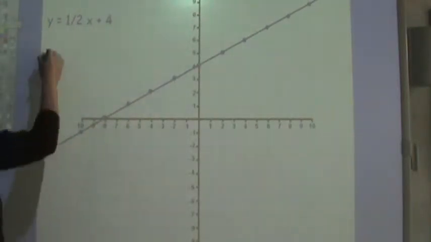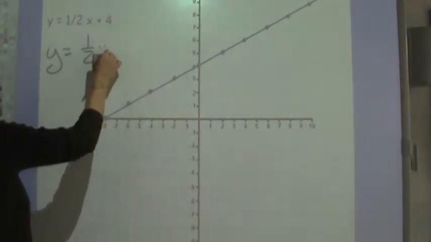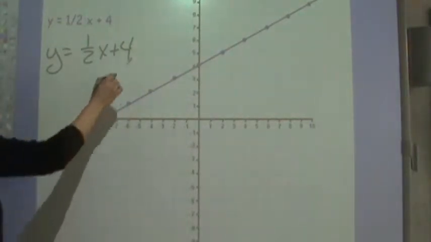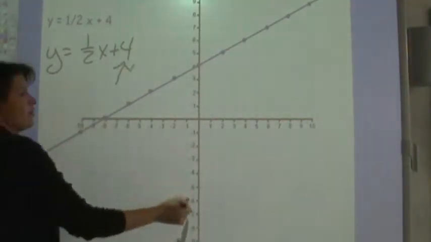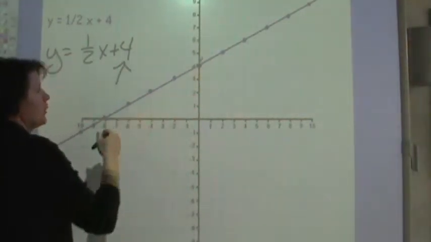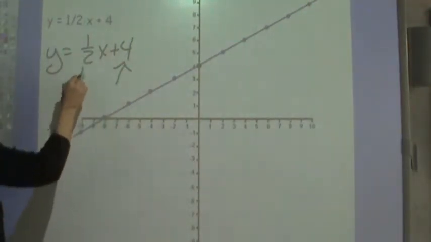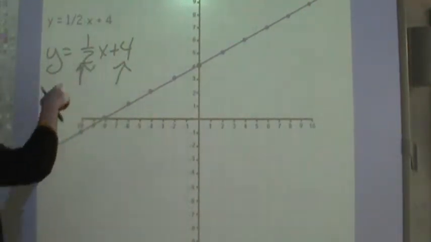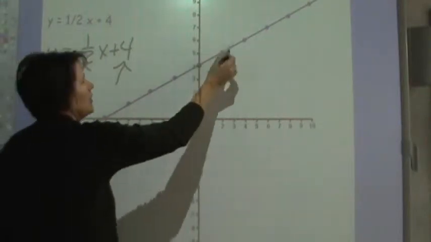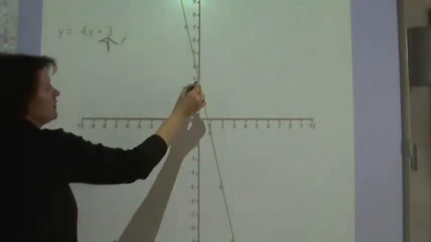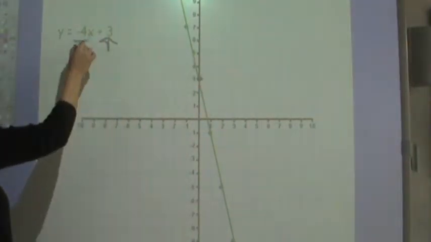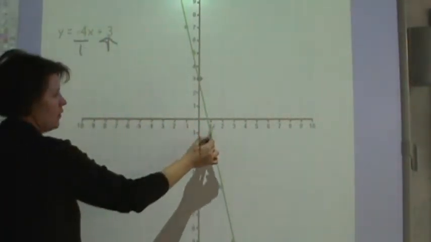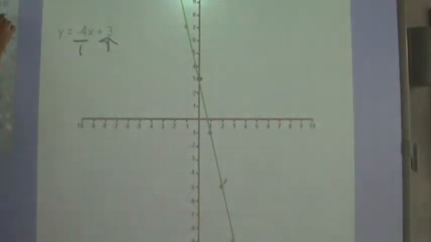Okay, so what we've learned, this is your vertical intercept. So that's on your vertical axis. That's what we're going to start at. We're going to start at 4. This is our slope, just like we had in the last chapter. It's rise over run, so up 1 over 2. This one starts at 3. So we went right here at 3. Then we went down 4 over 1, drew ourselves our line.